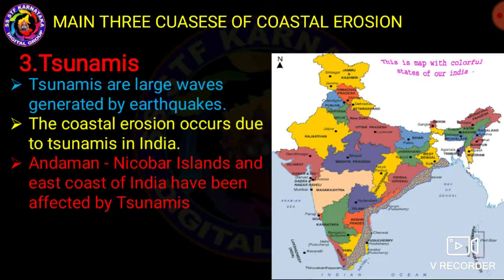My dear students, observe the map. This is the map with colorful states of our India. See, in the map, the Andaman and Nicobar Islands and the east coast of India have been affected by the tsunami. These are the causes and distribution of coastal erosion. One is the southwest monsoon, second is the tropical cyclone, third is the tsunami.